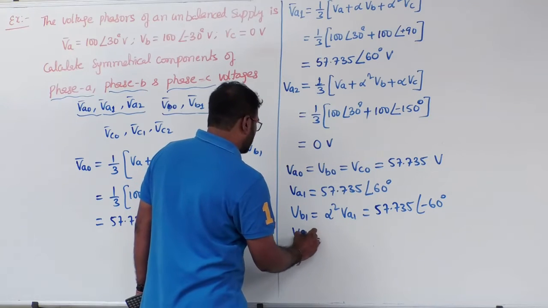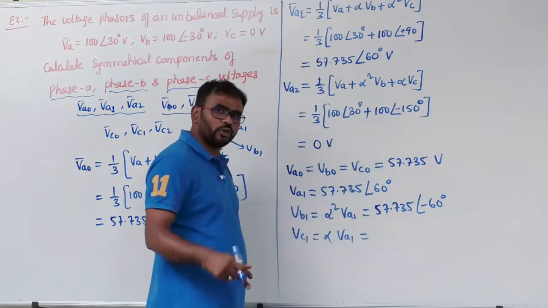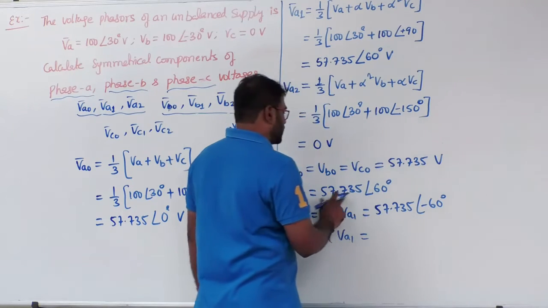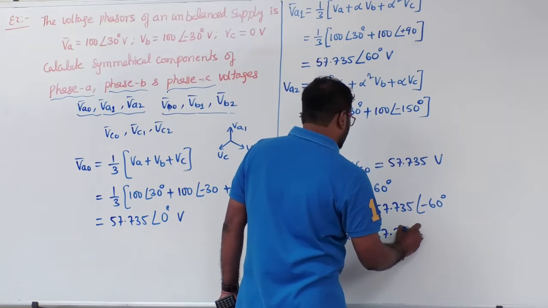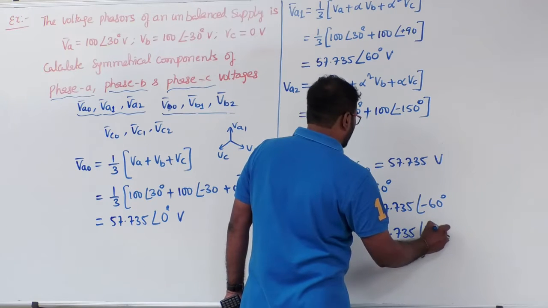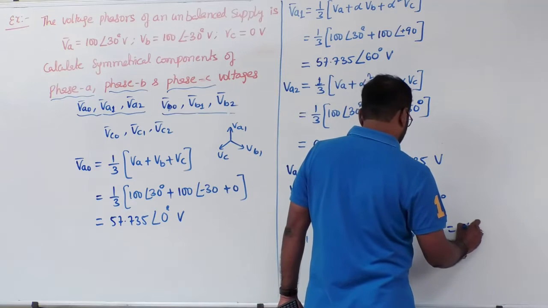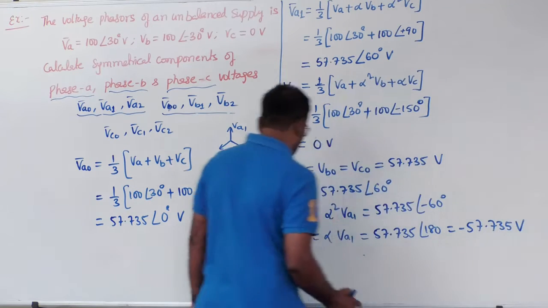Now what about VC1? Alpha times VA1. Alpha is 1 at an angle 120 degrees. So 120 plus 60 is 180. So 57.735 at an angle 180, which is nothing but minus 57.735 volts. That's VC1.